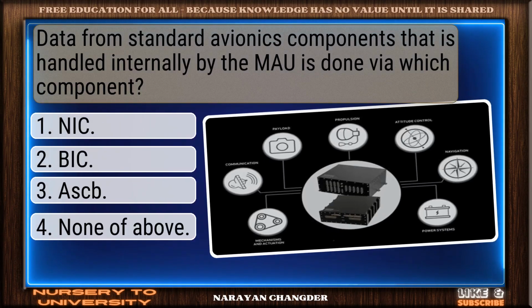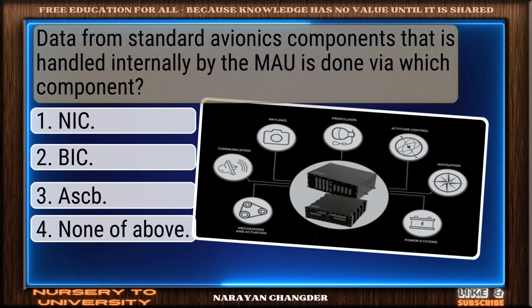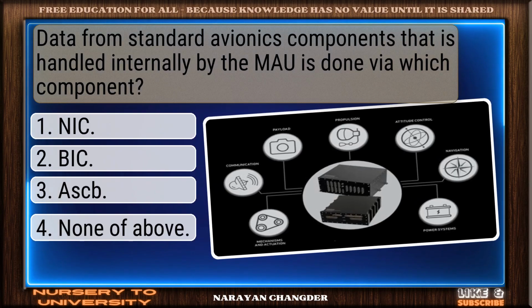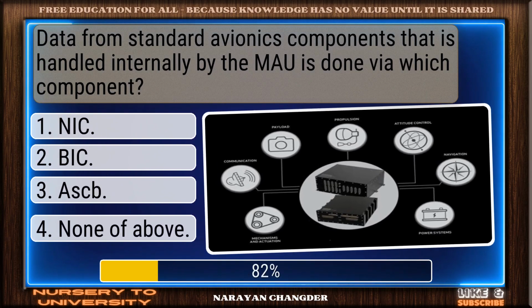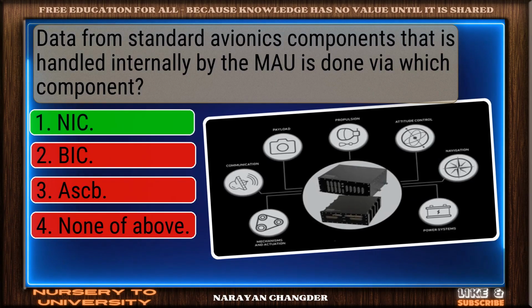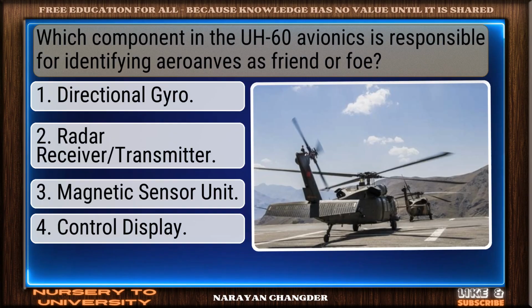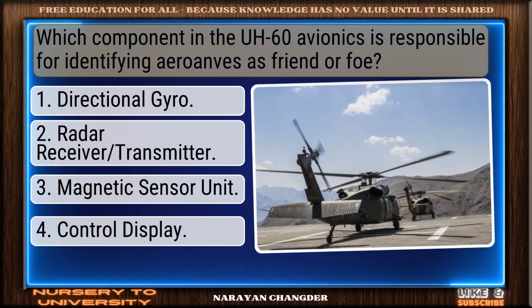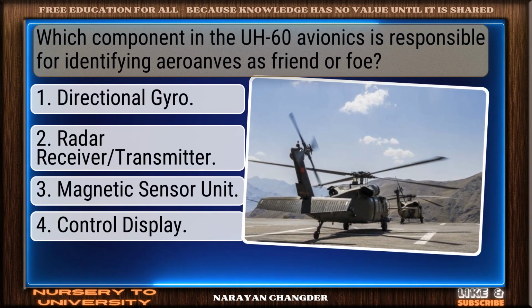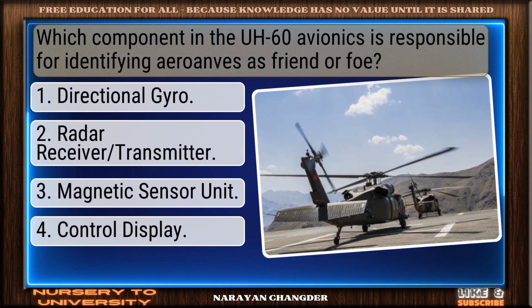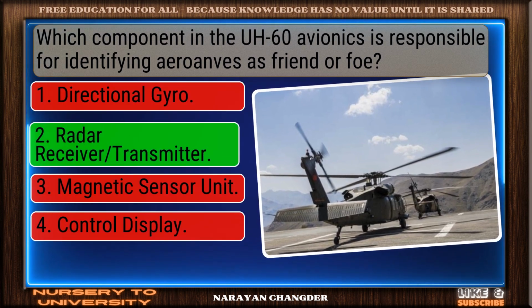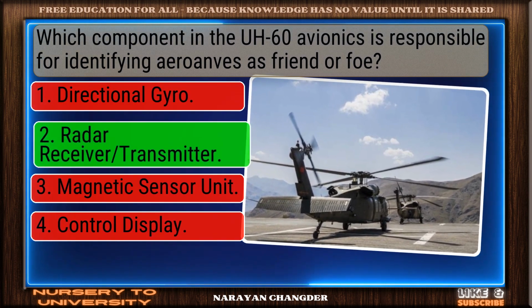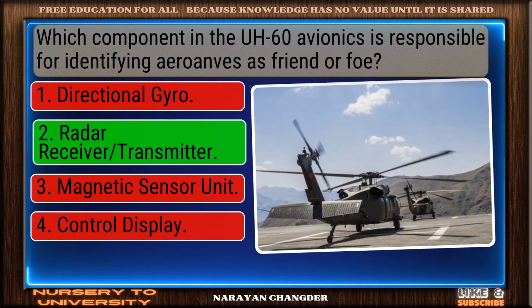Data from standard avionics components that is handled internally by the MAO is done via which component? Well done. Nick is the right choice. Which component in the A60 Avionics is responsible for identifying Air-1s as friend or foe? Nice selection. Radar receiver transmitter is the correct and valid answer.